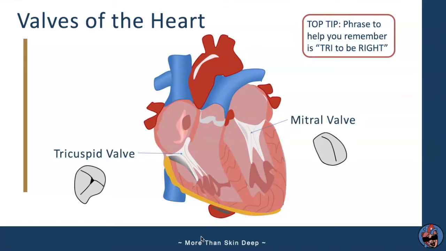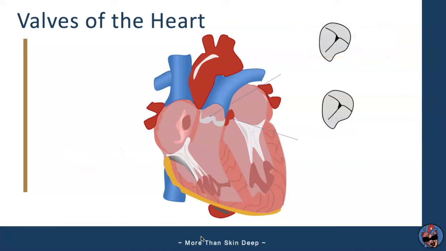You also have 2 valves that separate your ventricles from your great arteries that arise from them. Your pulmonary valve separates your right ventricle from your pulmonary artery, and your aortic valve separates your left ventricle from your aorta. All of these valves are comprised of connective tissue. They all usually have 3 leaflets, except for the mitral valve, which only has 2 leaflets.